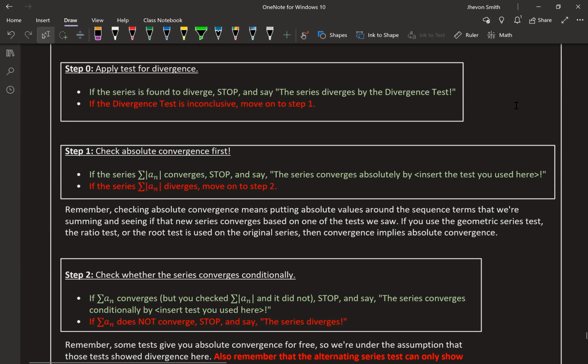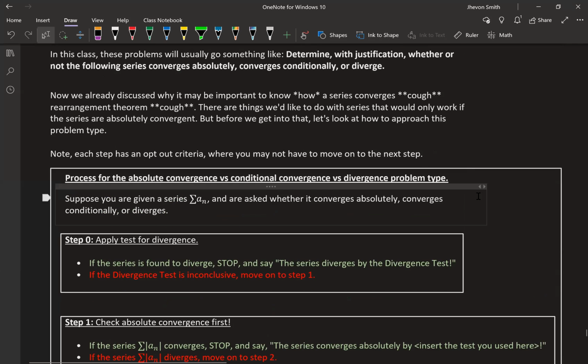Look at the test for divergence, okay? You always do that for anything, right? You look at a series, one of the first things you're going to look for is: does it diverge by the test for divergence? Always the first thing you look for, okay? So you want to determine whether a series converges in one of these 3 ways.